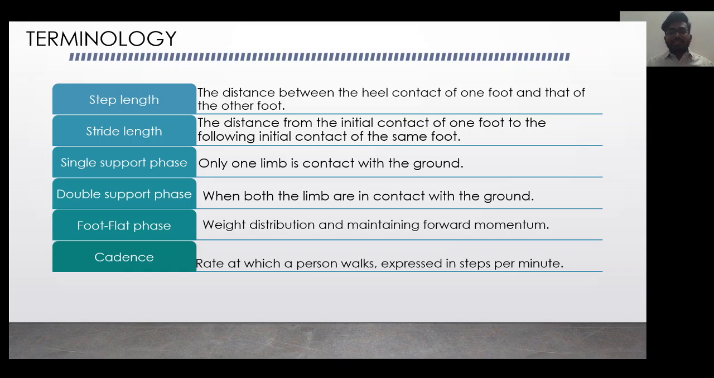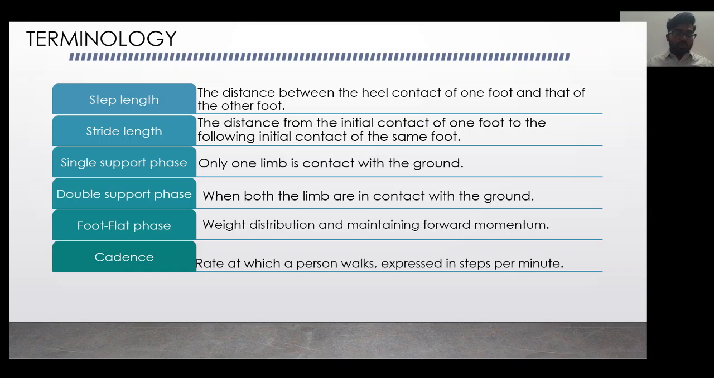So the entirety of going through a stance phase and the swing phase of the same leg is called stride length. The next term you will commonly see is a single support phase. The name itself defines what a single support phase is. One of the limbs is always in contact with the ground. That is what a single support phase is.